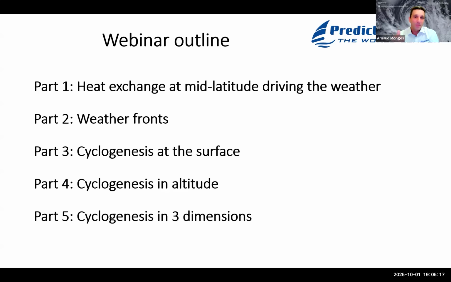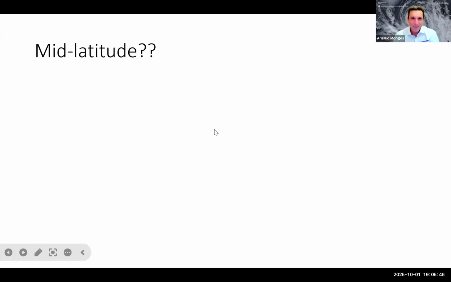But in part four, we will move up in altitude to really understand how a cyclogenesis, how a low pressure system, develops, because what's happening up there is very important. And finally, in part five, we are going to tie all of this together, and I will present just one slide, which is a cyclogenesis in 3 dimensions. So let's get started with the heat exchange at mid-latitude.